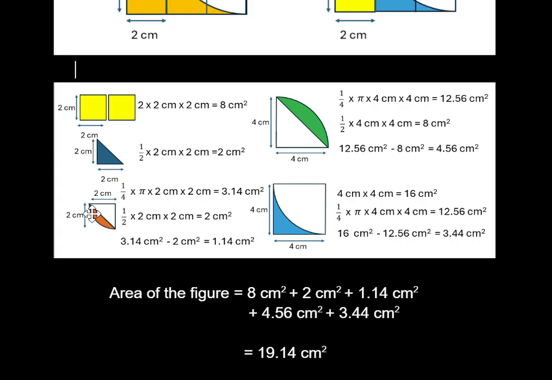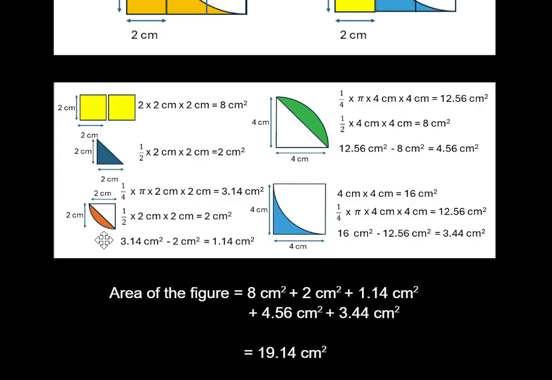This is a leaf. A leaf simply means that you take the quarter circle and subtract away the triangle. I have a video about the leaf. If you want, you can go and look for it. It's under geometry, the playlist of geometry. There is a video about how to solve problems related to the leaf.